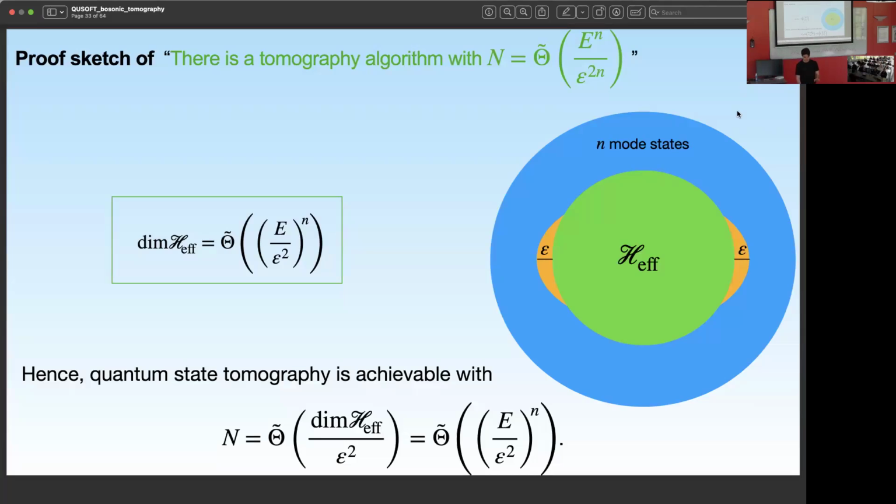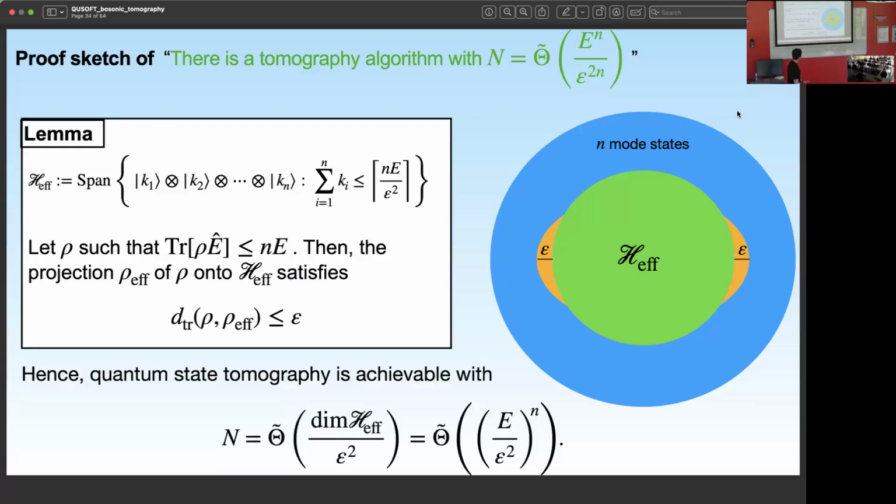Let's state this result formally. I said before that the effective Hilbert space where energy constrained states live is this: the span of all the Fock states with total photon number bounded by basically the total energy over epsilon squared. And so the result is that if you have a state rho with an energy constraint, then the projection of rho onto this finite dimensional Hilbert space is epsilon close to the true state.